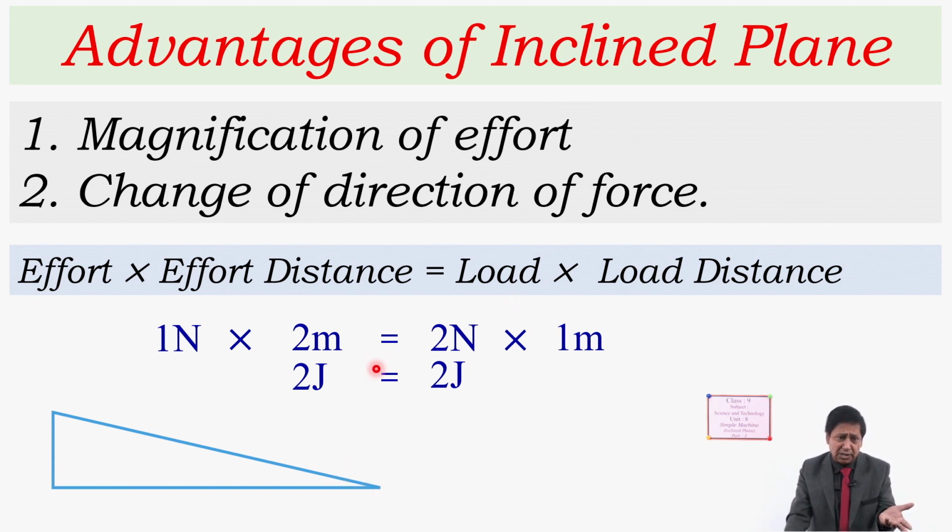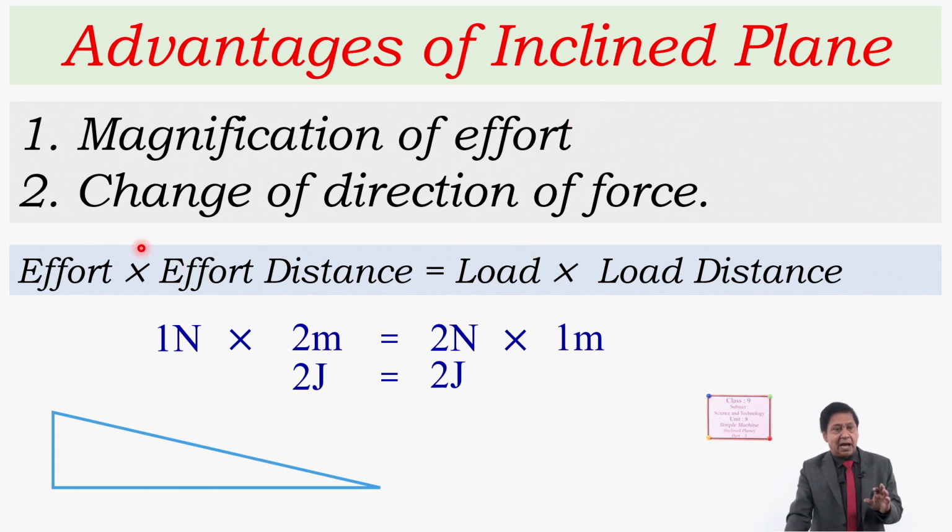So, what is the conclusion? In inclined plane, effort distance is always longer, taken as 2 meter, than that of the load distance, taken as 1 meter only. So less effort, 1 Newton only, will be able to raise heavy load, 2 Newton. This is the conclusion. It means in any simple machine, if effort distance is greater than the load distance, then less effort will be able to raise heavy load. We can prove this mathematically like this. Okay, now I think you are clear about the magnification of effort, why inclined plane magnifies the effort.